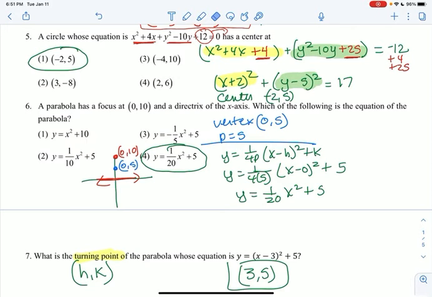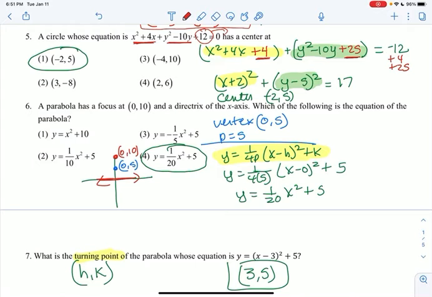Next, I have a parabola that has a focus of 0, 10 and a directrix of the x-axis. Which of the following is the equation of the parabola? So the equation of the parabola, I'm just going to highlight in yellow right here. It's that y equals 1 over 4p times x minus h squared plus k. Now h and k is the vertex. That's my h and my k. How do I find the vertex? The vertex is smack in the middle between the focus and the directrix.